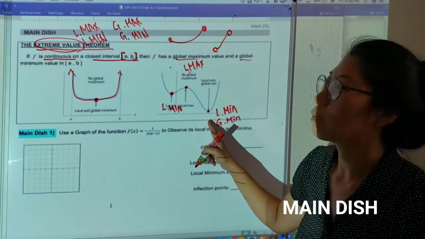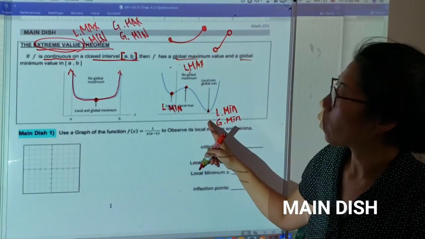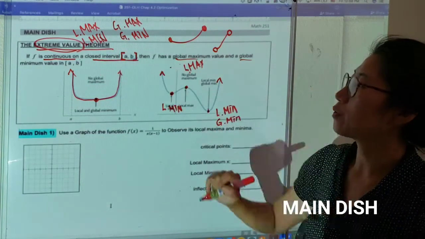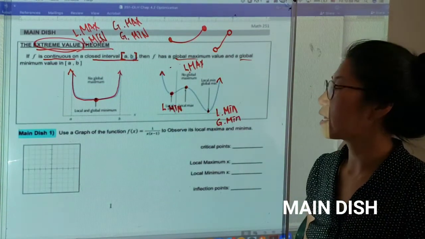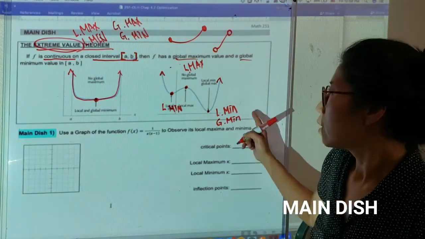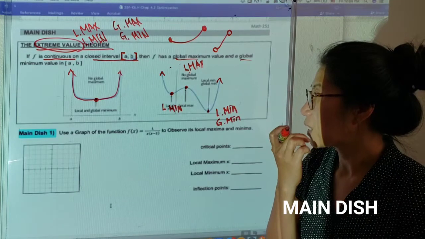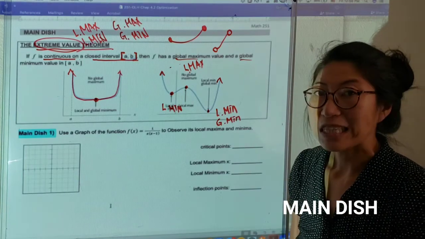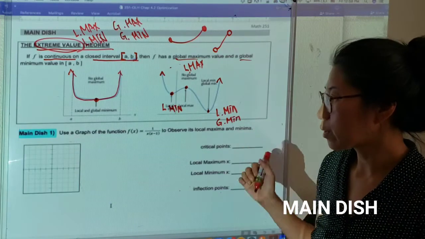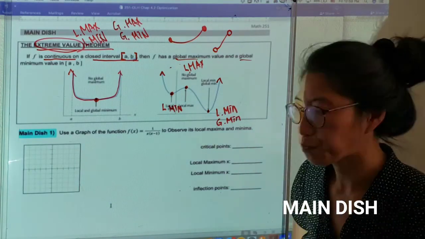And then do we have a global maximum? No, we don't, because it's also not a closed interval. That's why. If it's closed, then it will be. If it's not, then not always will be. So be careful about when we say that the extreme value exists or not. So let's observe this. Let's look at the main dish question together.